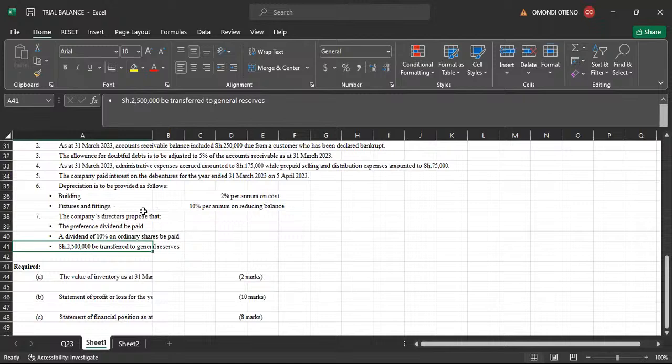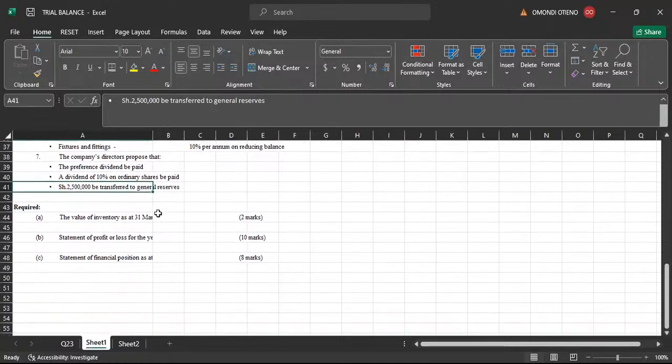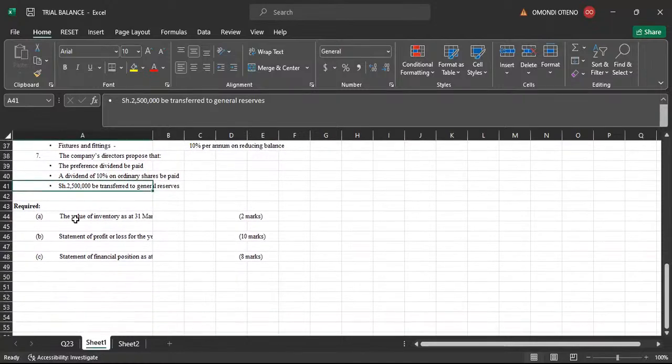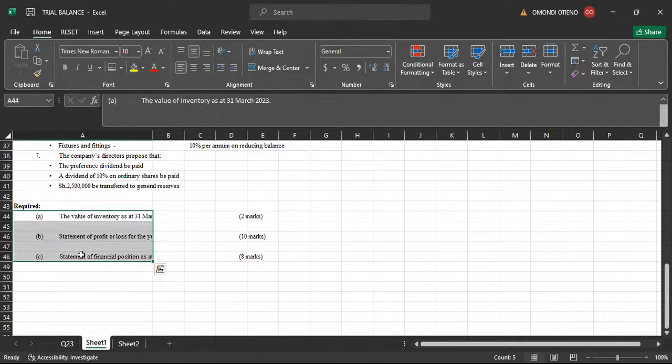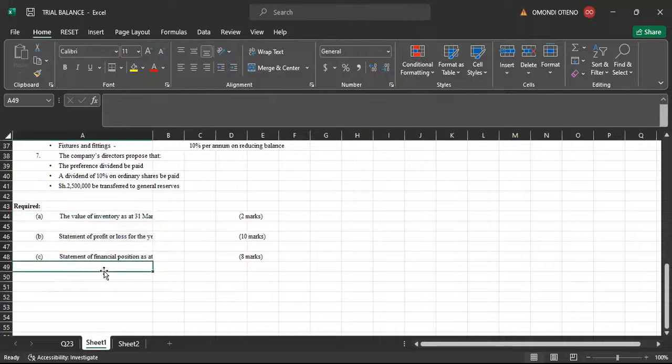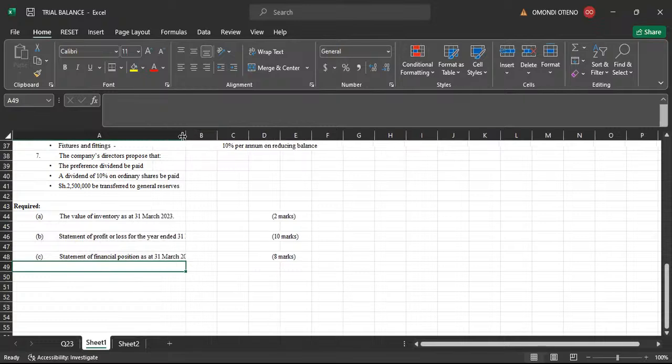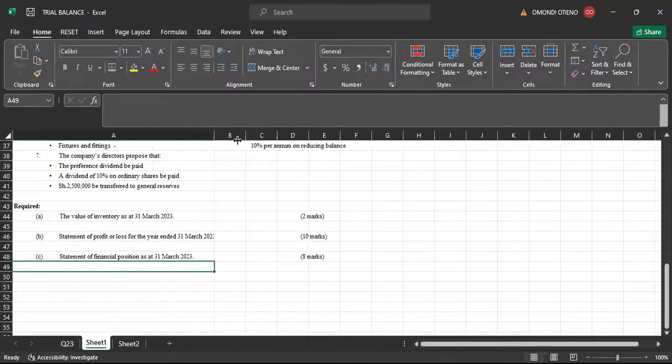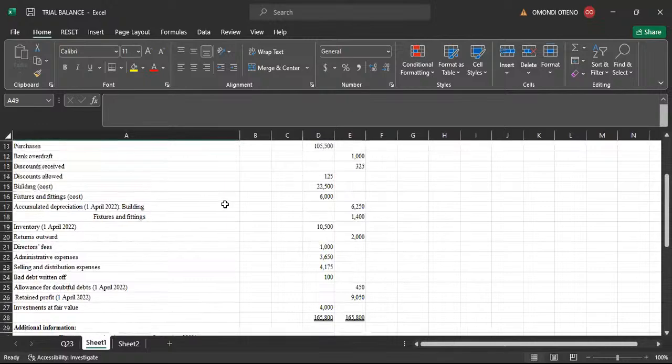So by analyzing that, I think we are now ready to move with speed and calculate these 2 or 3 items required. That is the value of inventory, and then the statement of profit or loss for the year ended 31st of March 2023.